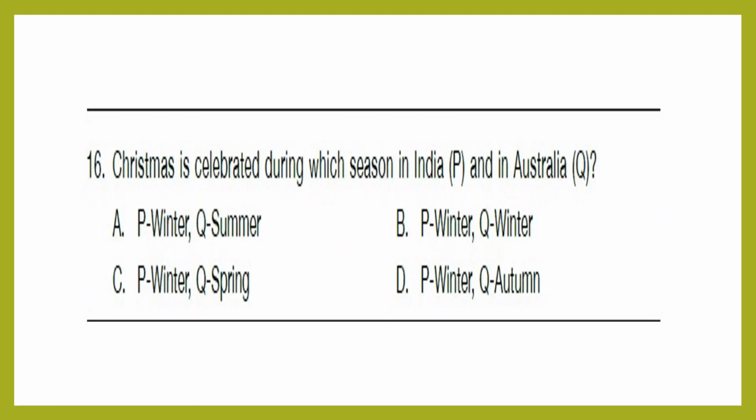Question number 16. Christmas is celebrated during which season in India P, and in Australia Q. In India, Christmas is celebrated in December, that is the winter season in India. That is P is winter. And when it is winter in India, in Australia there will be summer season. So answer is P is winter and Q is summer. That is option A.